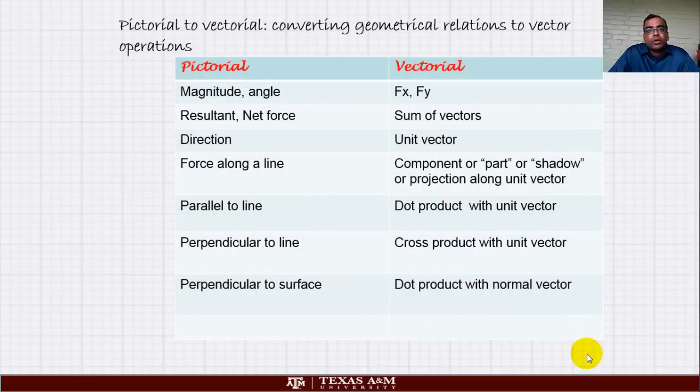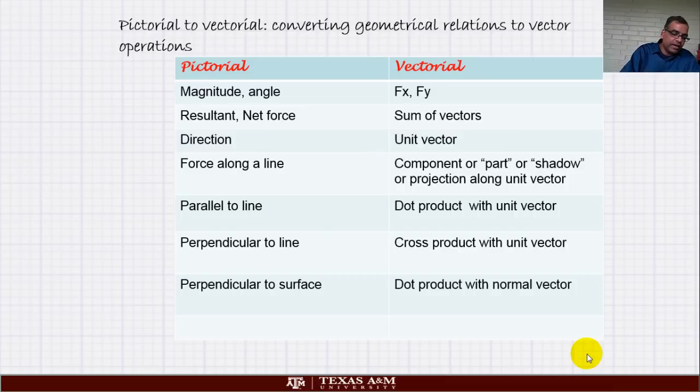Converting verbal information into vector information takes some doing. So, I'm calling it pictorial to vectorial. I like playing these kinds of games, so just humor me, okay? Pictorial to vectorial. What do I mean by that?